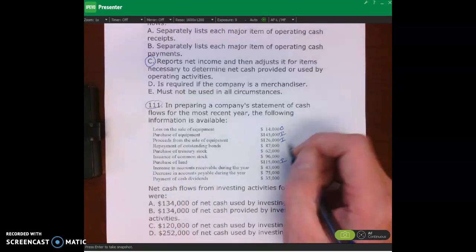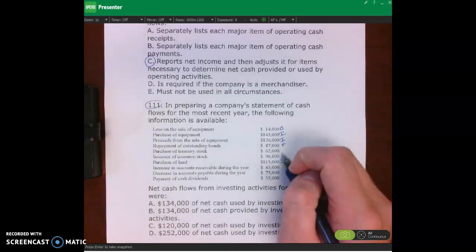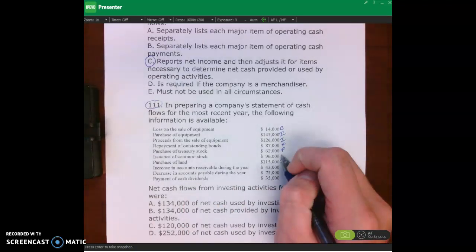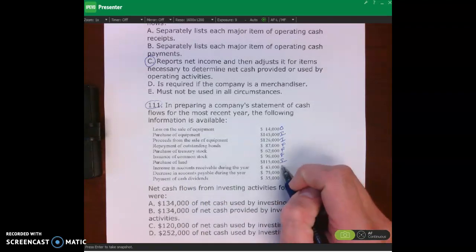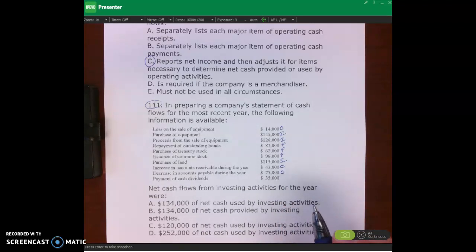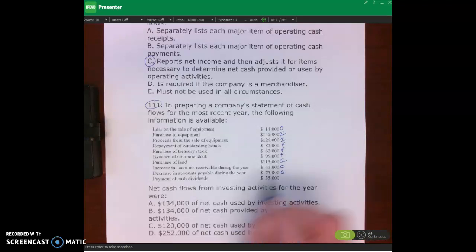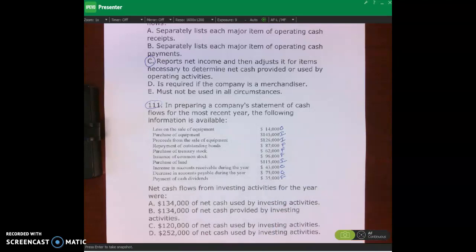Any bonds, that is financing. Purchase of treasury stock affects equity accounts, that's financing. Issuance of common stock affects equity accounts, that's financing. Increase in accounts receivable, decrease in accounts payable. Remember, those are some of those step 1 and step 2 items in the operating activities section of the statement of cash flows. And then payment of cash dividends, we know that's financing.